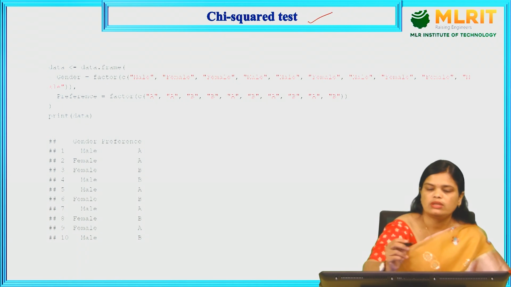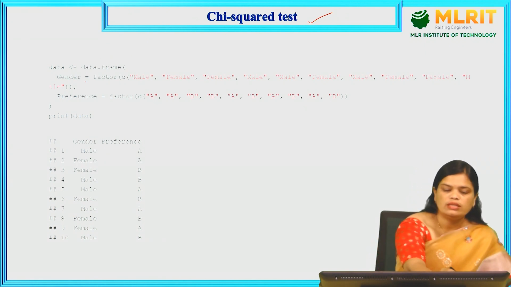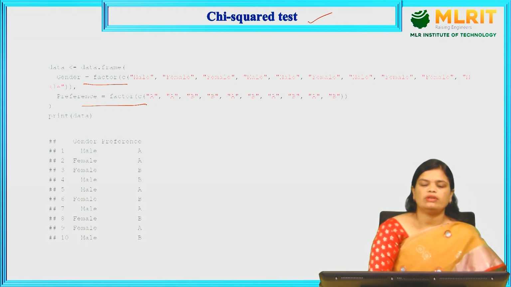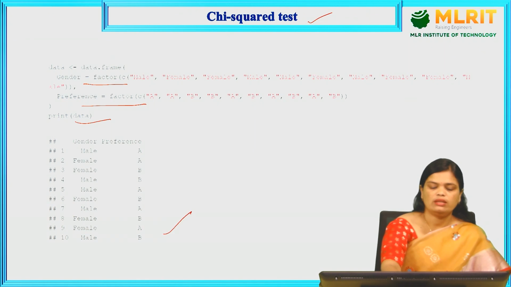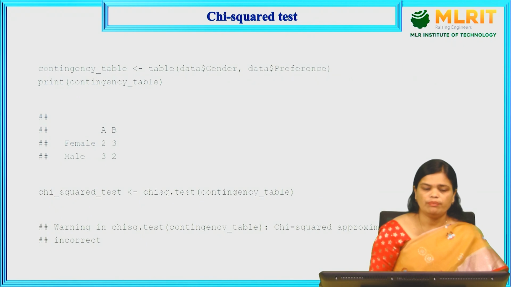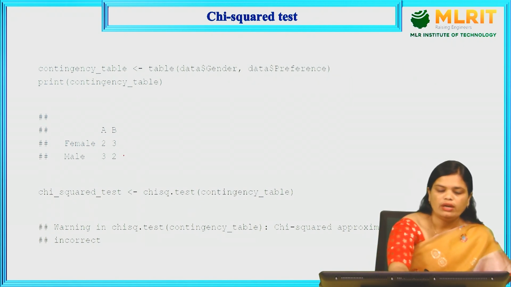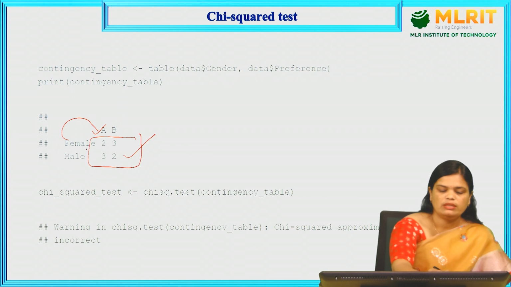Next topic we are going to discuss is the chi-square test. It is very important and very much used in real-time examples. Here the same example we have taken, gender and preferences data. The same data also we have taken here. So we are printing the data here. That is the first step. We have created a data frame and we are printing the data frame here. And here again we are cross tabulating the data. So on two factors we are cross tabulating the data. As we have taken the same example, how many female A's are there? 2. How many female B's are there? 3. How many male A's are there? 3.